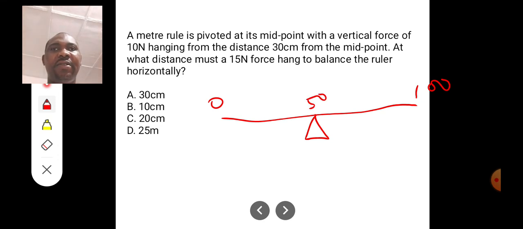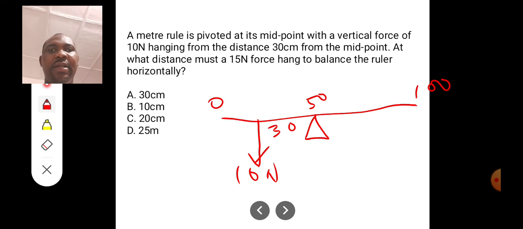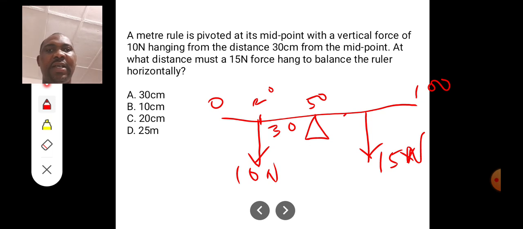With a vertical force of 10 newtons hanging from a distance of 30 centimeters from the midpoint. So let me make the 30 centimeters here. Okay, that is 10 newtons. But the distance here is 30 centimeters. Now remember that if this is 30 centimeters, that means this is resting on the 20 cm mark, which is 50 minus 30. Now, from the midpoint, at what distance must a 15 newton force hang to balance the meter rule? That means the 15 newton force must hang somewhere here. We can call this x.